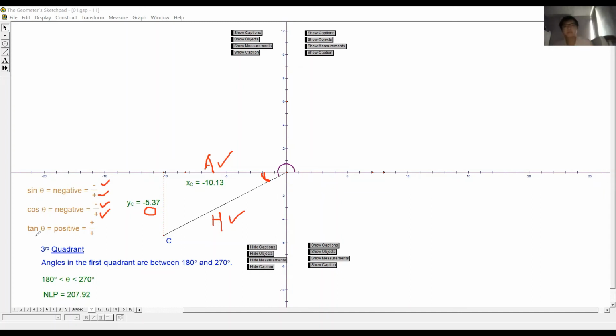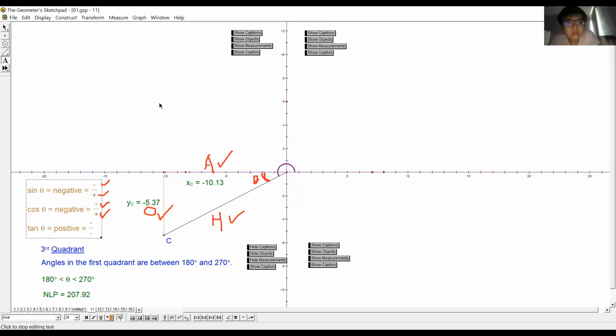Now, if you want to look at the tangent, tangent is opposite over adjacent. This is opposite. This is adjacent. This is our angle, theta here. So both numbers are negative. Opposite is negative. Adjacent is also negative. Hey, how come I put positive? Okay, this is negative. Typed wrongly.